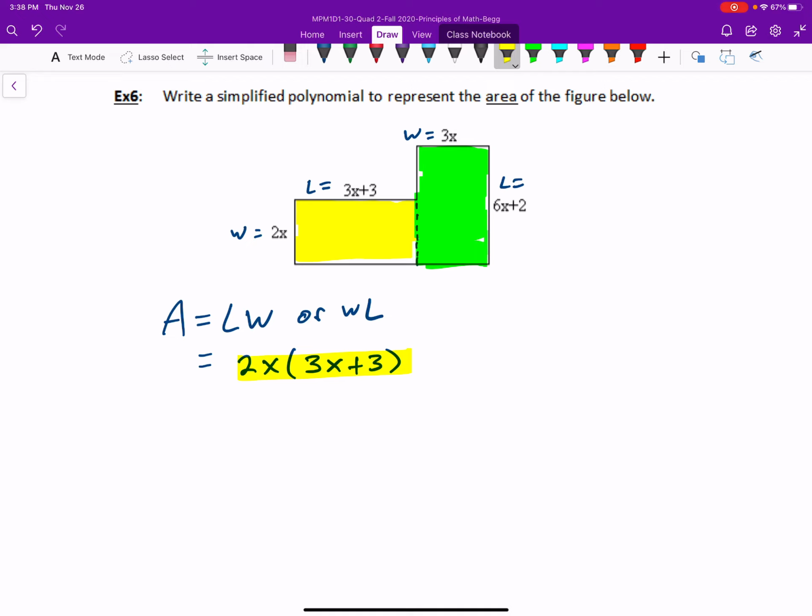That's width times length. And to that, I need to add the area of the green rectangle, right? The width of that one was 3x, not 3w, 3x times 6x plus 2. That's the width times the length for the green rectangle. And now what we've got is something that just looks like the questions that we've done farther up. I'm going to multiply 2x times 3x, and I'm going to multiply 2x times 3, and I'm going to multiply 3x times 6x, and I'm going to multiply 3x times 2.